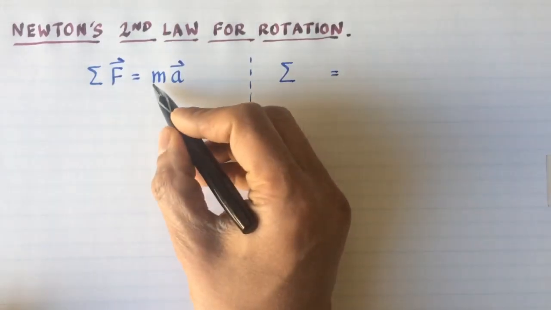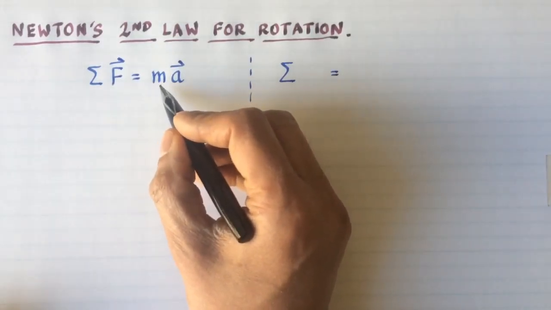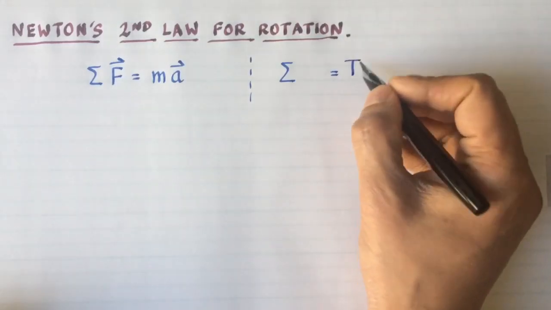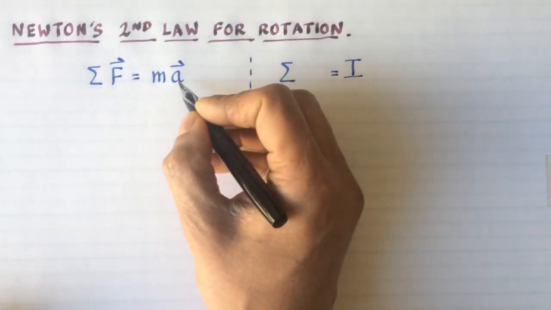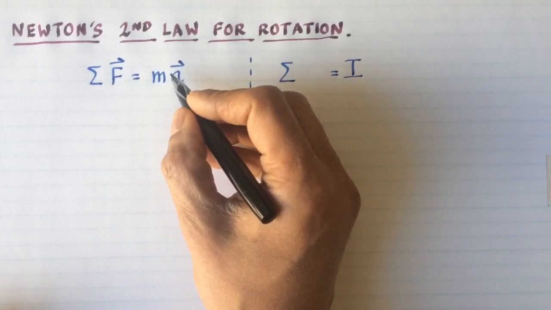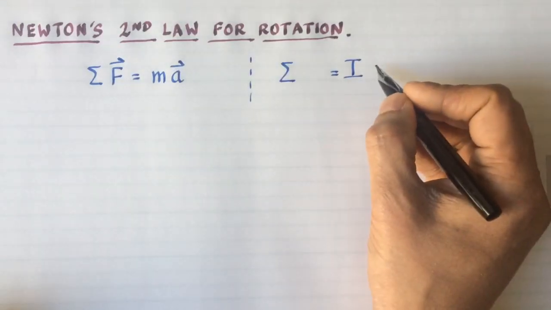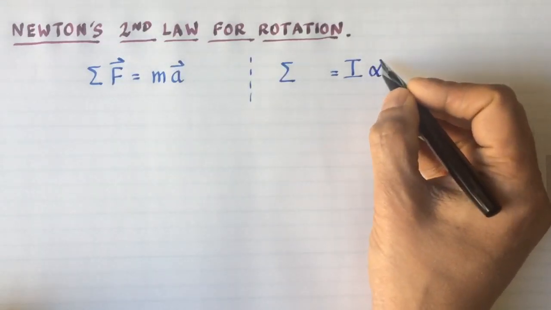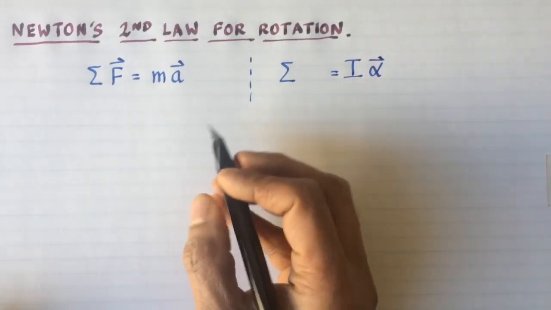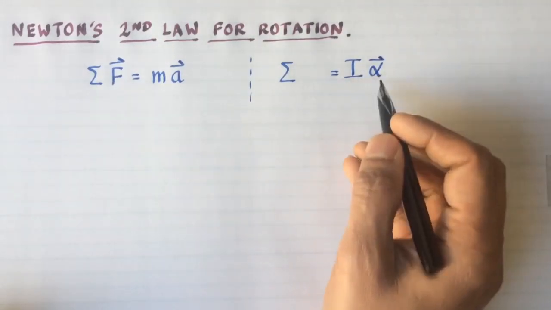Now for rotation, the analog of mass is the rotational inertia, I. And the analog for linear acceleration, a, is the angular acceleration, alpha. So we know that the right-hand side has to look something like this.